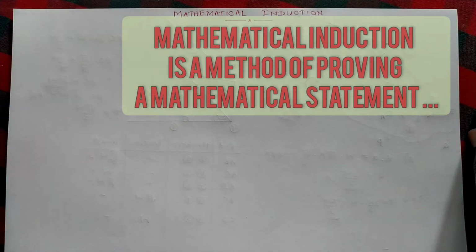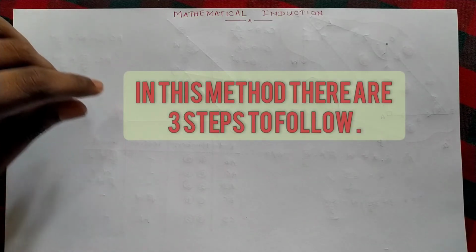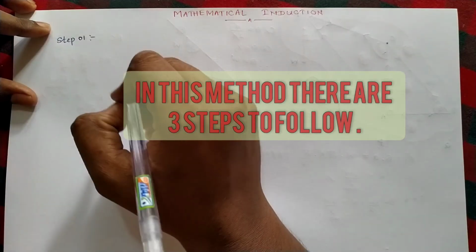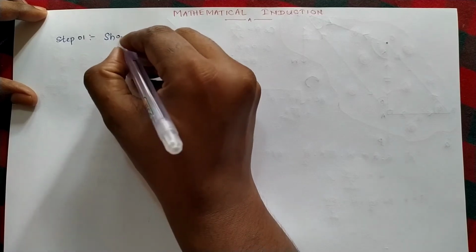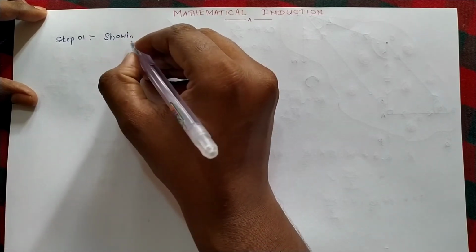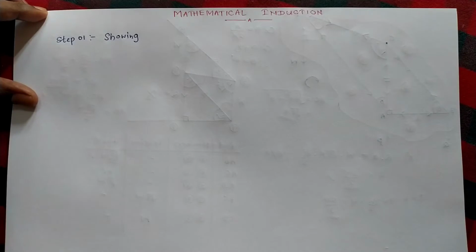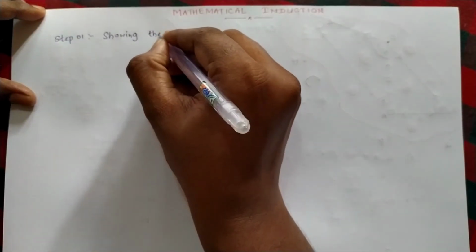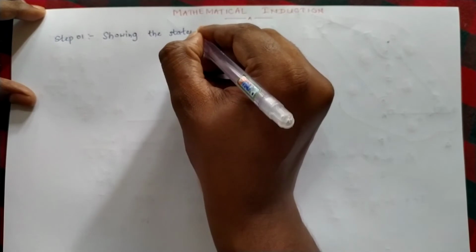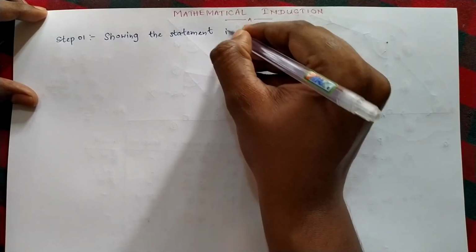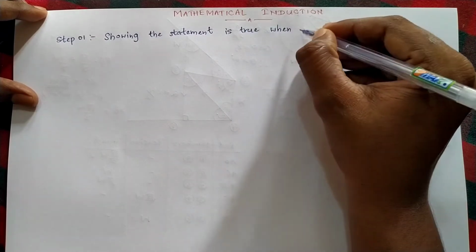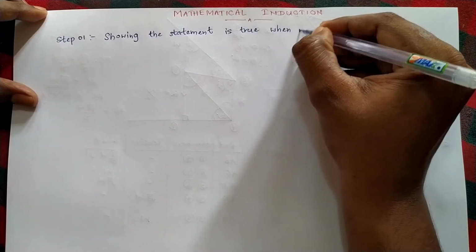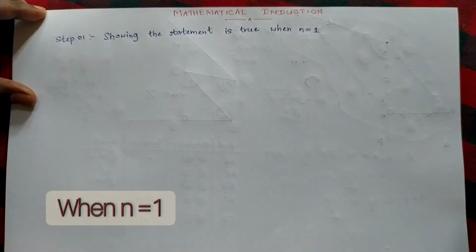Mathematical induction proving method contains 3 steps. Step 1 is showing the statement is true for n equals 1. Showing the given statement is true for the first value, that is when n equals 1.